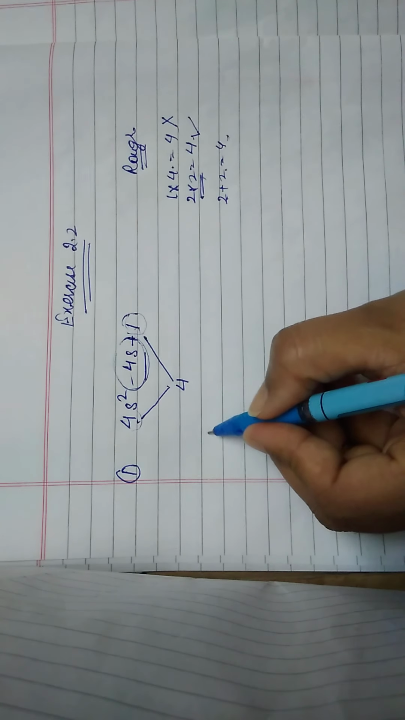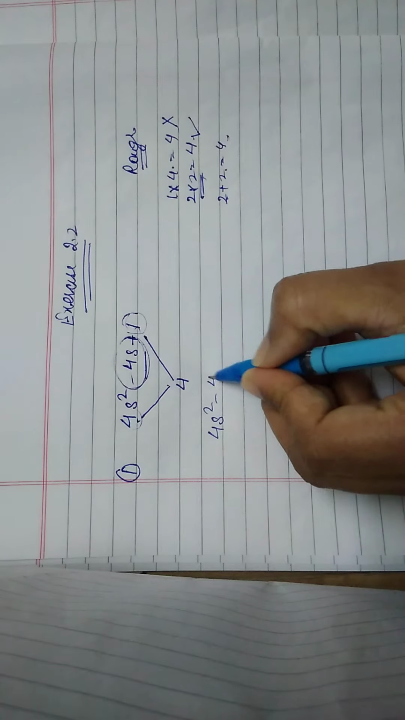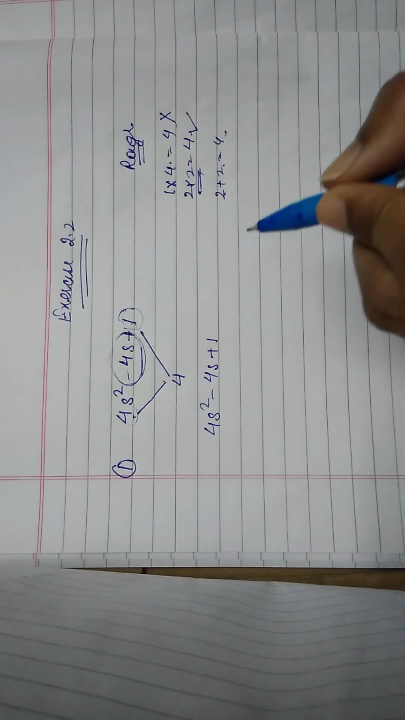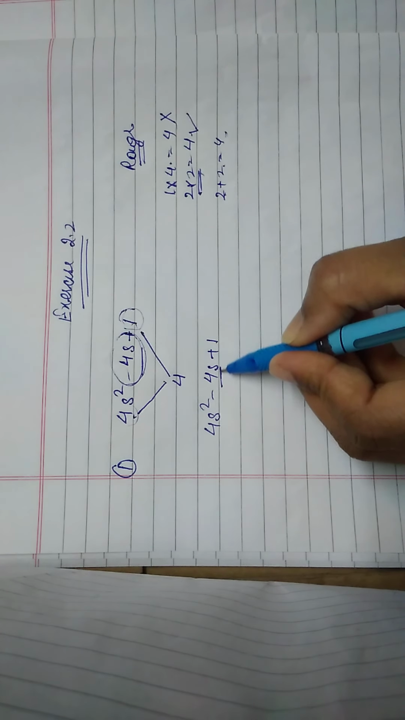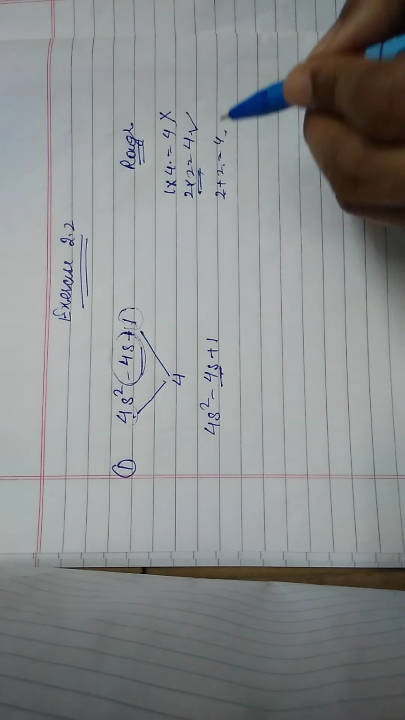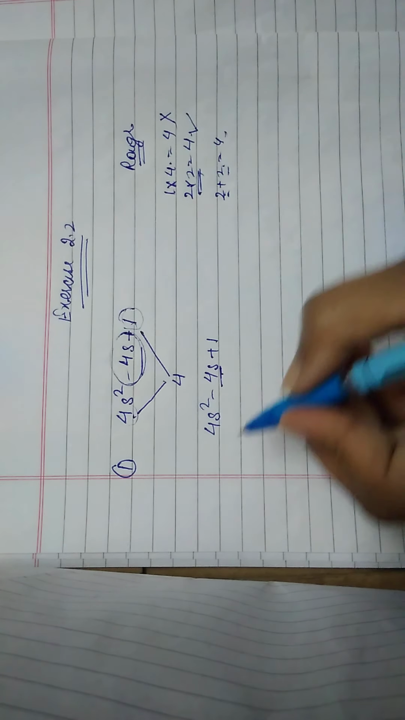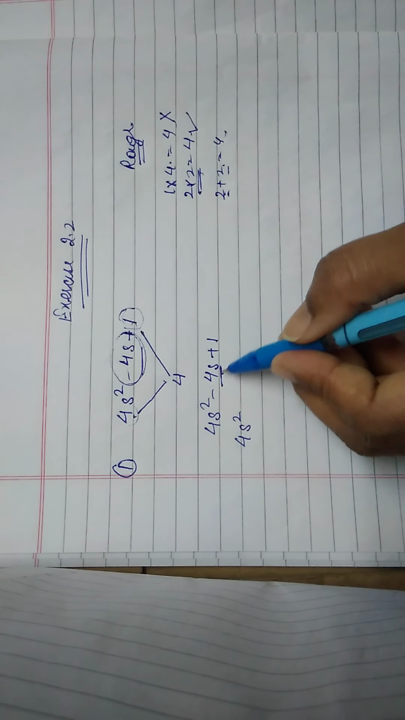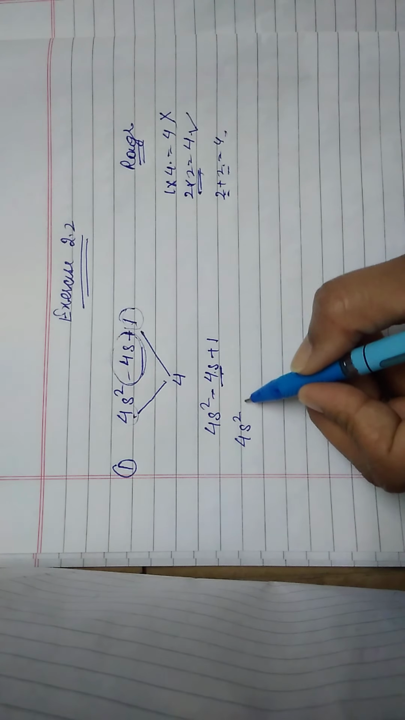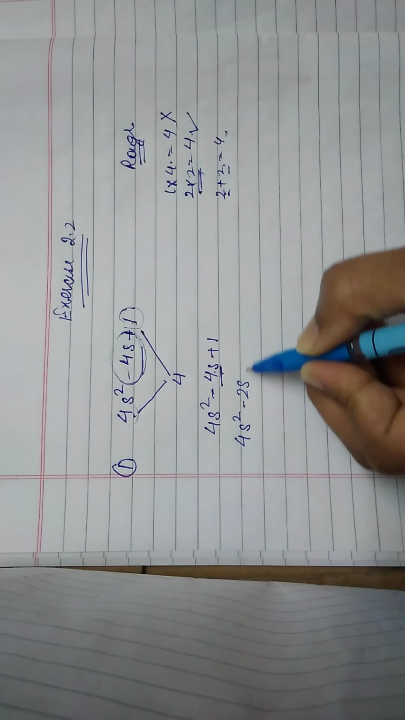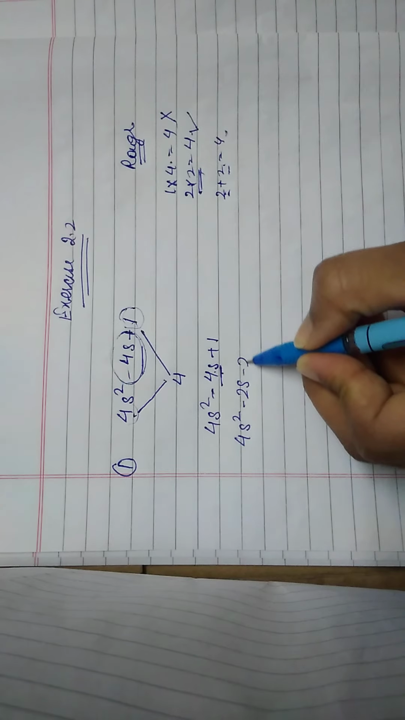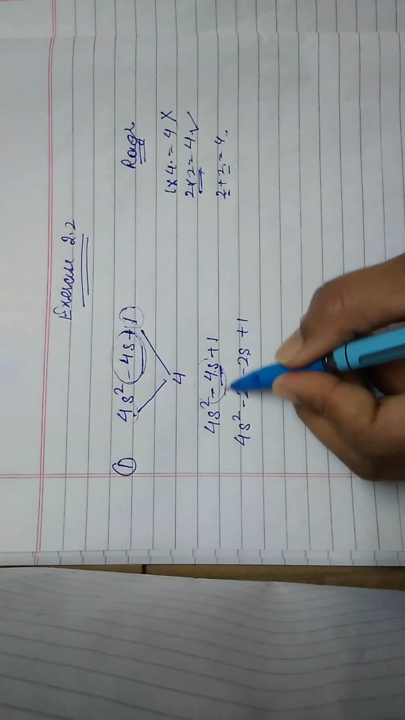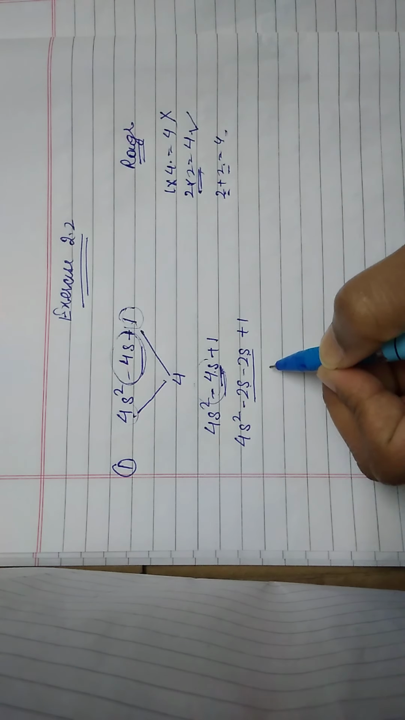Now let us start the question. 4s square minus 4s plus 1. Now which two digits are we thinking of? Replace minus 4s with two digits. The two digits are 2 and 2. How to write their signs? We want minus 4, so taking minus with both numbers, minus 2s minus 2s.